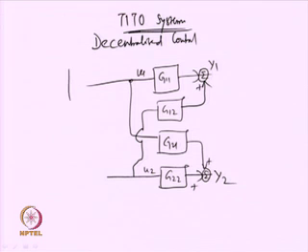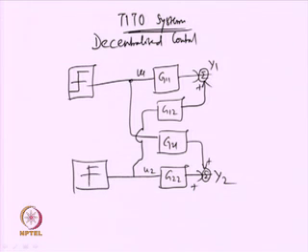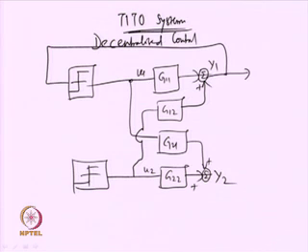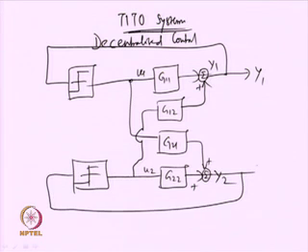Now, how is relay control effected here? A relay is added here, another relay is added here, and then the loop is closed. Of course, you will have negative feedback here. So, please allow me to put the reference inputs as well, set point or set value 1 and set value 2. So, this is how you get the decentralized relay control system.